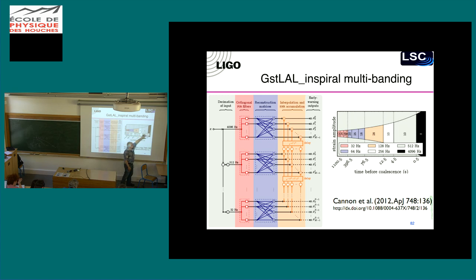Of course, when you get to the end, it sweeps to higher and higher frequencies, and then you need the full sample rate. Well, we never need the full sample rate of 16 kilohertz because Nyquist is 8 kilohertz, and we're really not expecting any signal to noise ratio at 5, 6, 7 kilohertz. We're really expecting all of our signal to noise ratio to come in the frequency band between 20 hertz and 2 kilohertz, which means we really never need a sampling rate higher than 4 kilohertz. So what GstLAL does is downsample the data.